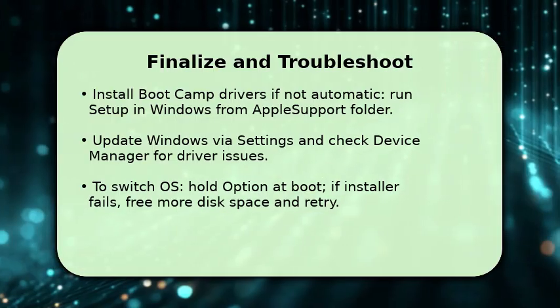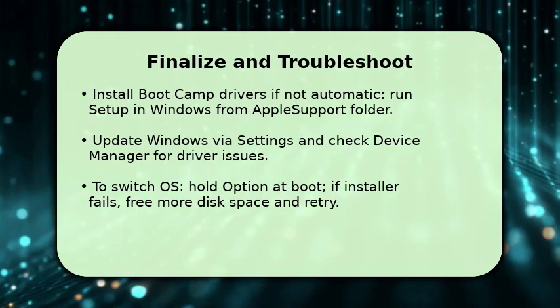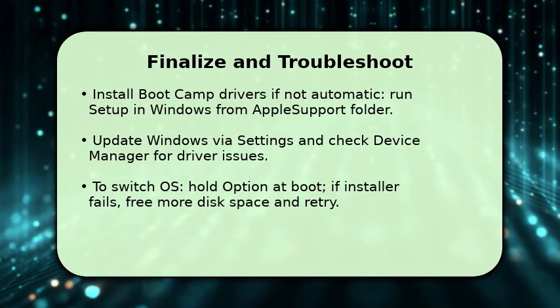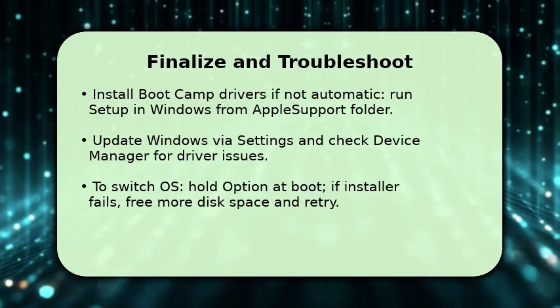To switch between Mac OS and Windows, hold Option at startup and pick the volume. If installation fails, free additional disk space, verify the ISO integrity, and rerun Bootcamp Assistant. This resolves most common errors quickly.